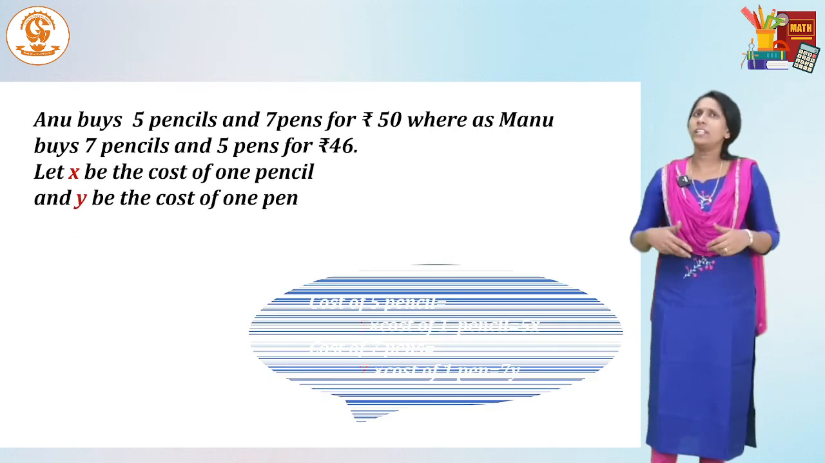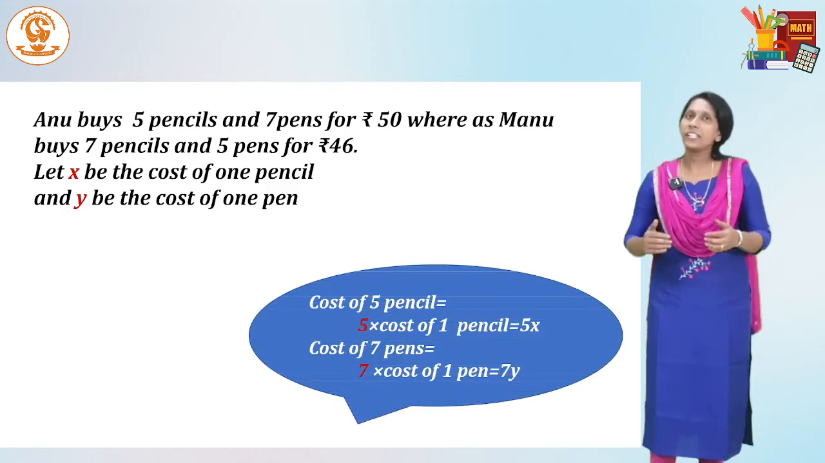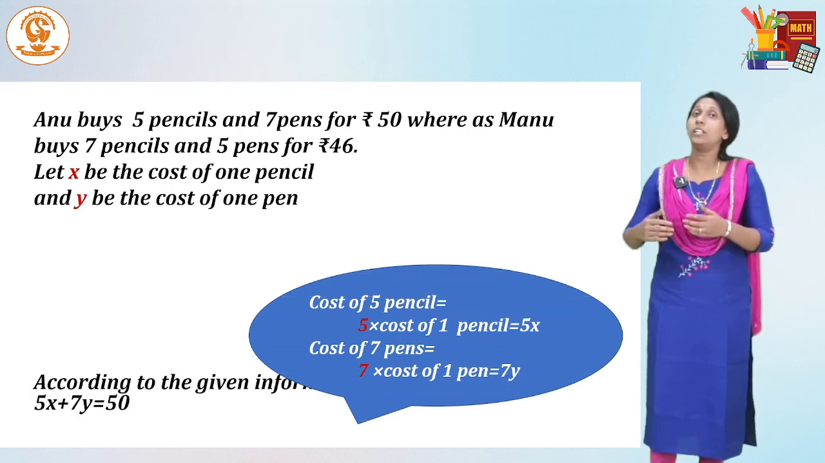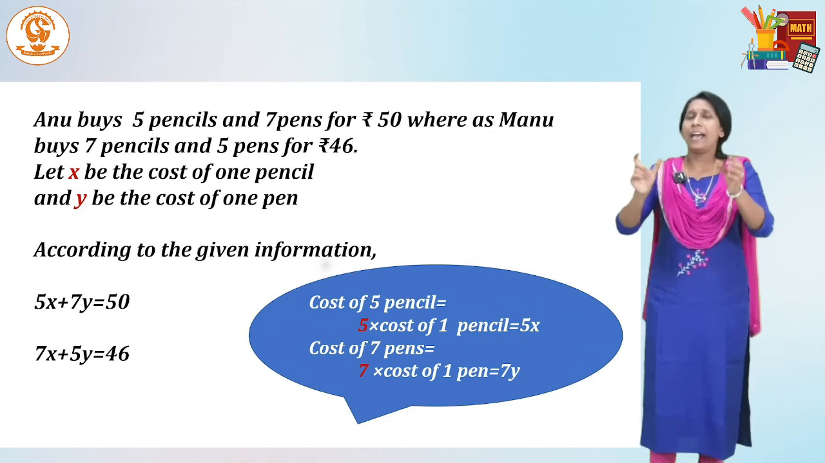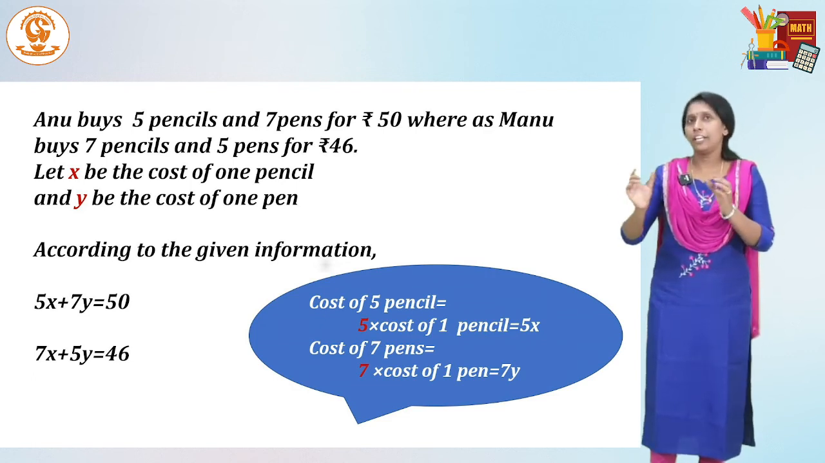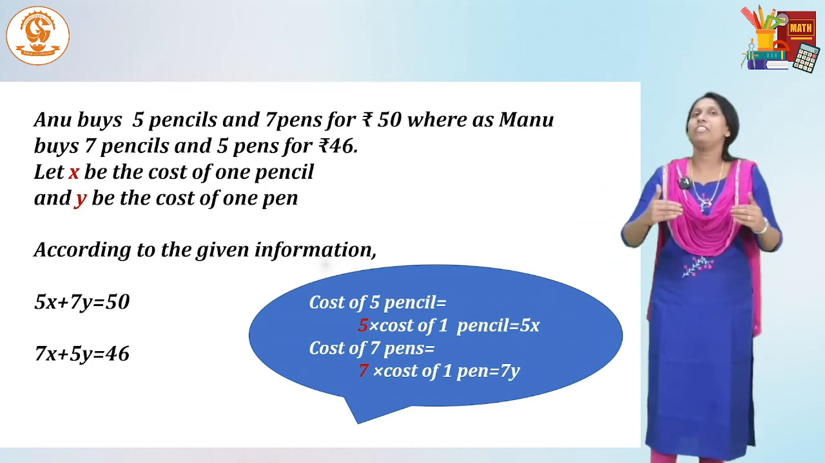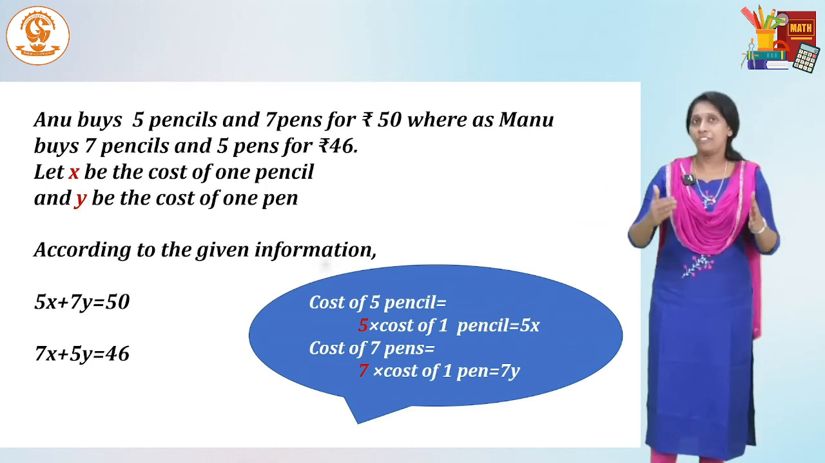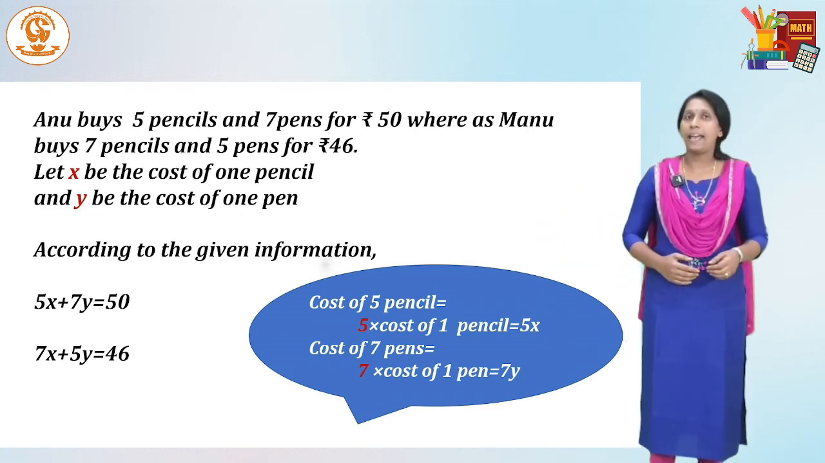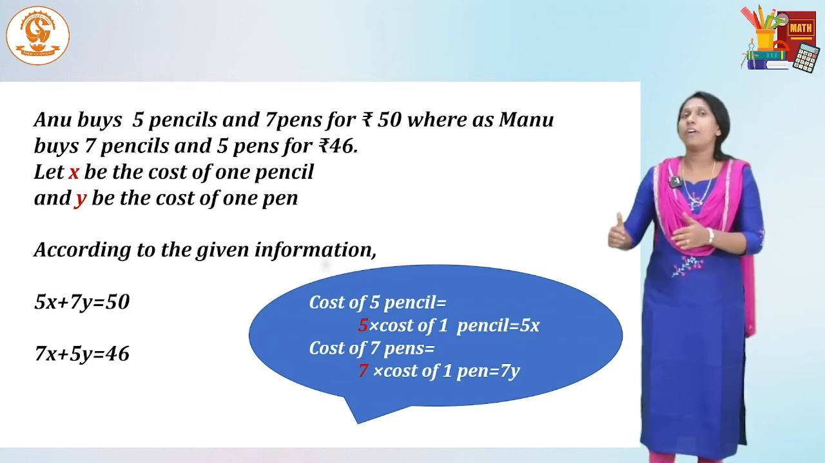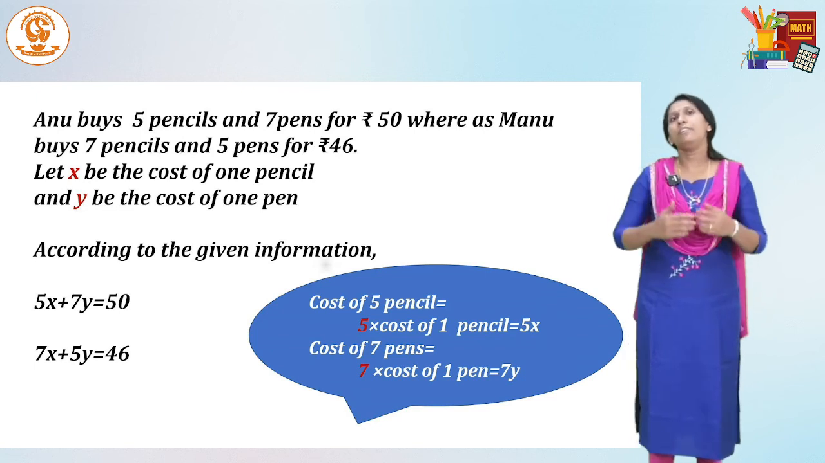Okay. So what is the cost of 5 pencils? 5x. 5x will be the cost of 5 pencils, and what is the cost of 7 pens then? 7y, and it is given that together the amount is rupees 50. So how can we frame the equation? Like 5x plus 7y is equal to 50 and 7x plus 5y is equal to 46.